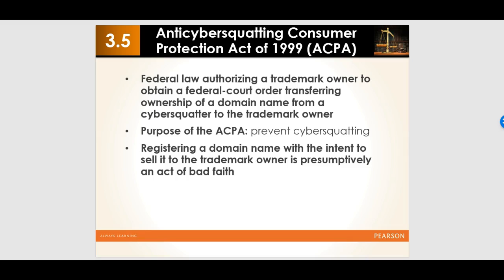So in terms of the ACPA, the Anti-Cybersquatting Consumer Protection Act of 1999, first of all, what is cybersquatting? Cybersquatting is when someone registers a domain name with the intent to sell it to the trademark owner.